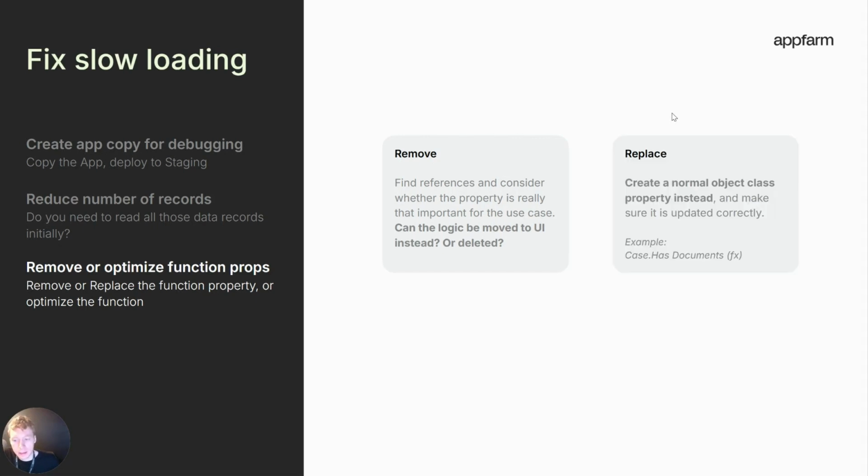Consider replacing these function properties. For instance, you can move it so that it's an actual property and persisted to the database and saved, and then make sure it's updated correctly and manually. For instance, case.hasDocuments. You can recalculate this every single time a case has a document added or removed, and then set the Boolean to true or false. If the function property is needed, then consider optimizing it instead. Take a look at the data which is read into this function property and where it comes from.